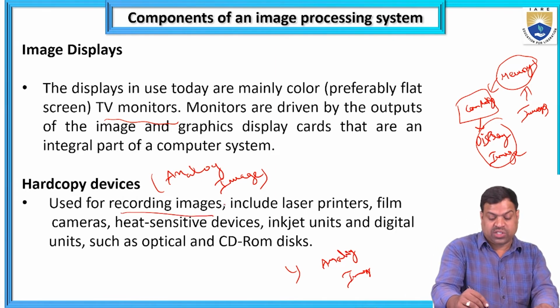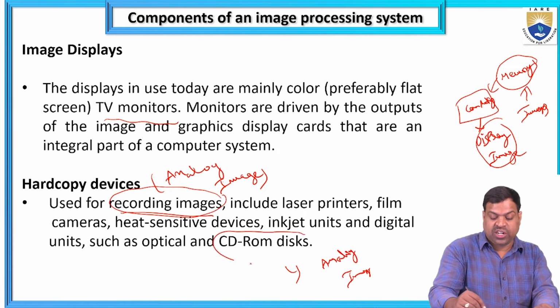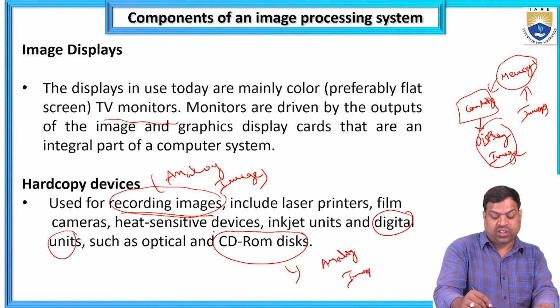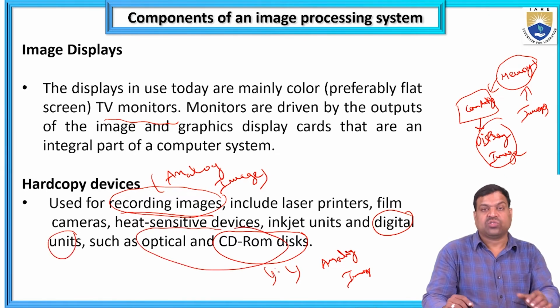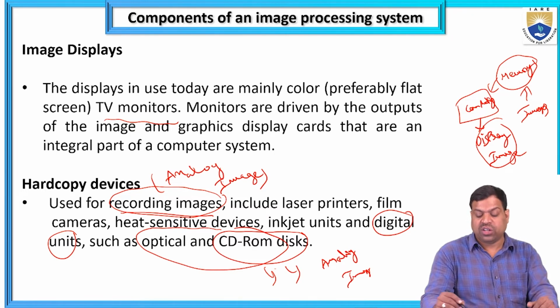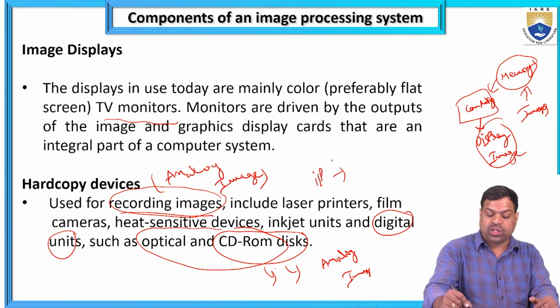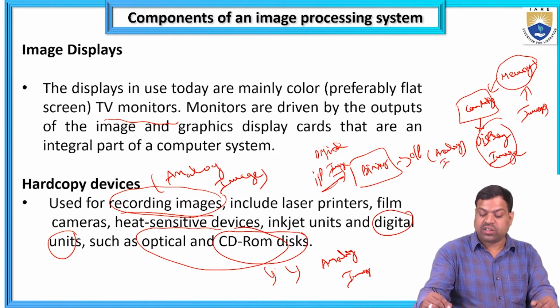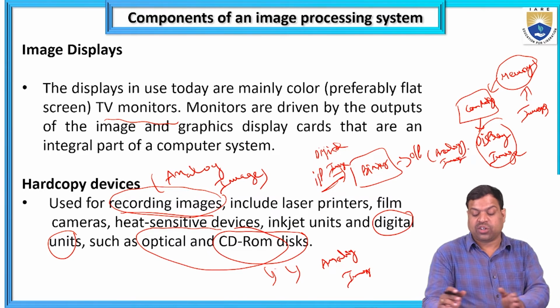So recording of the images, CD-ROM discs, inkjet units, digital units, optical and CD-ROM. These are the sources, the input to the hard copy. So input image, then printer, then output. The input image is a digital image, the output image is an analog image. So between the input and output, what is happening? The digital image is being converted to the analog image.